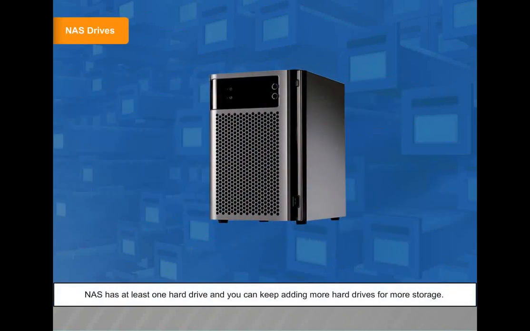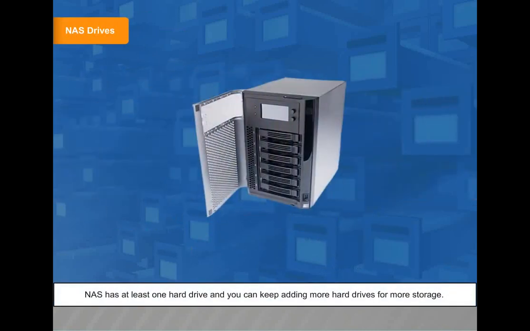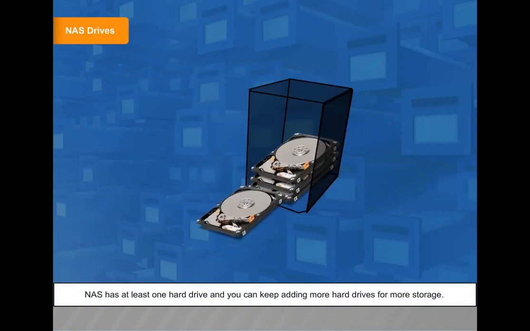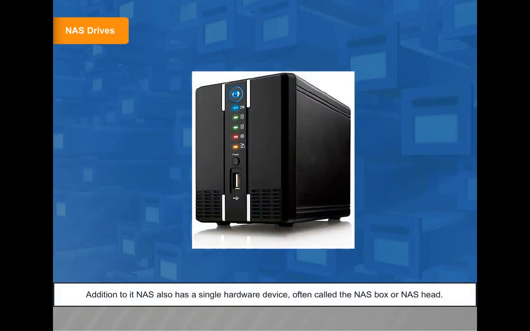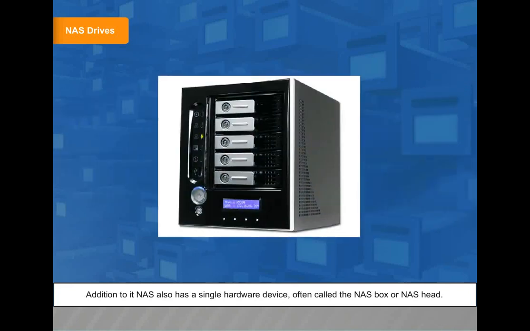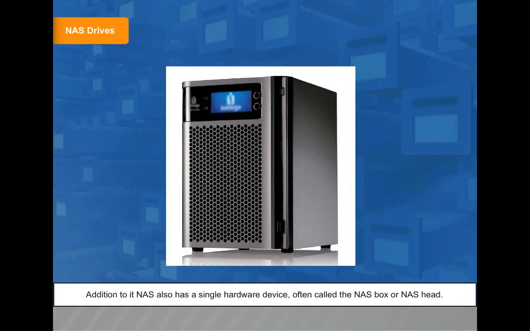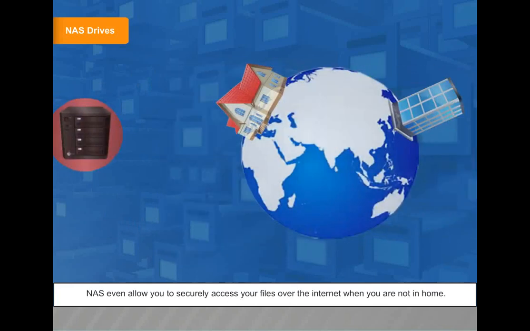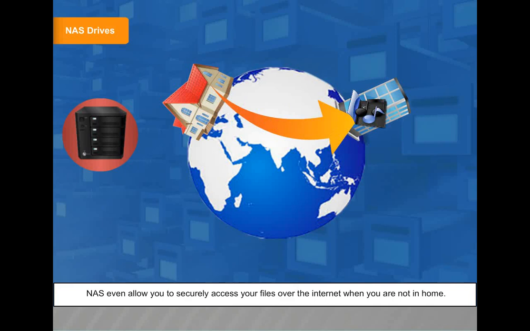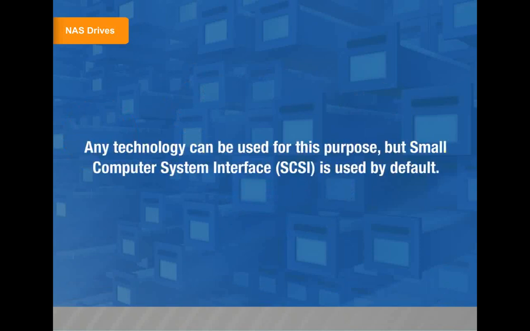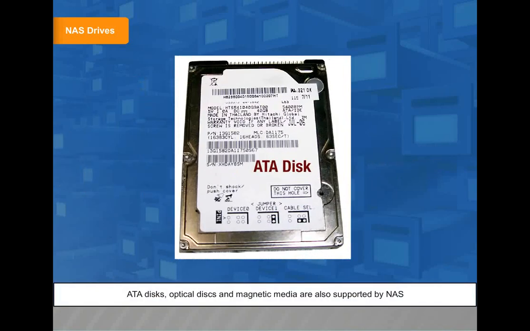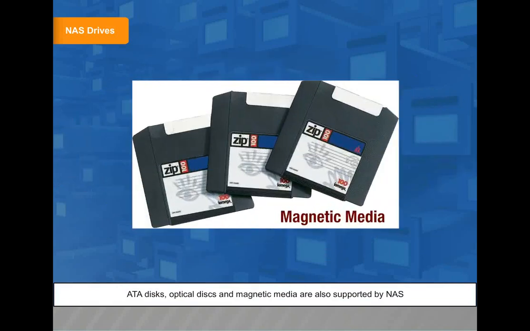NAS drives. NAS has at least one hard drive, and you can keep adding more hard drives for more storage. In addition to it, NAS also has a single hardware device, often called the NAS box or NAS head. NAS even allows you to securely access your files over the internet when you are not at home. Any technology can be used for this purpose, but Small Computer System Interface (SCSI) is used by default. ATA disks, optical disks, and magnetic media are also supported by NAS.